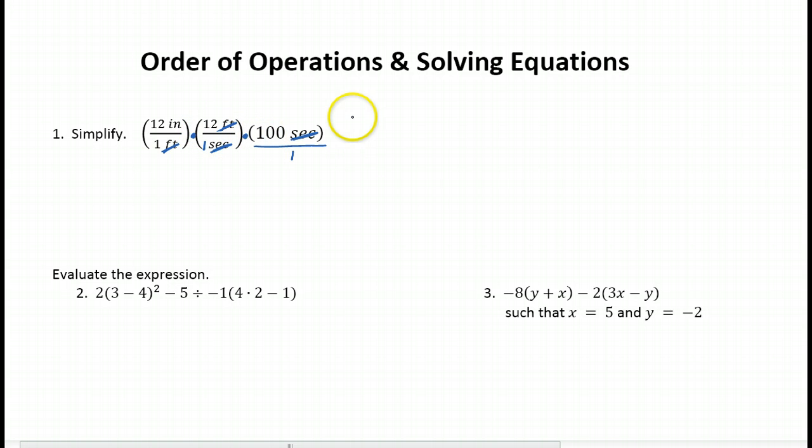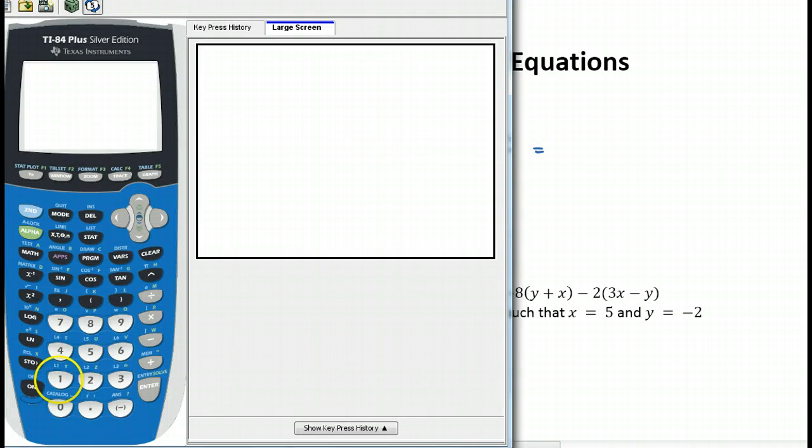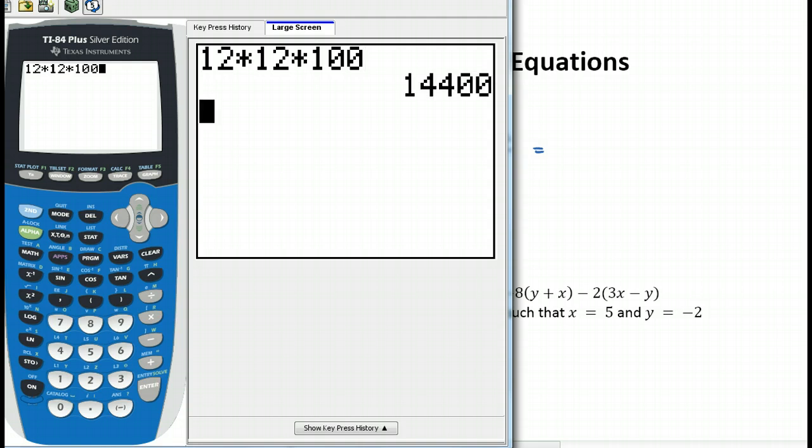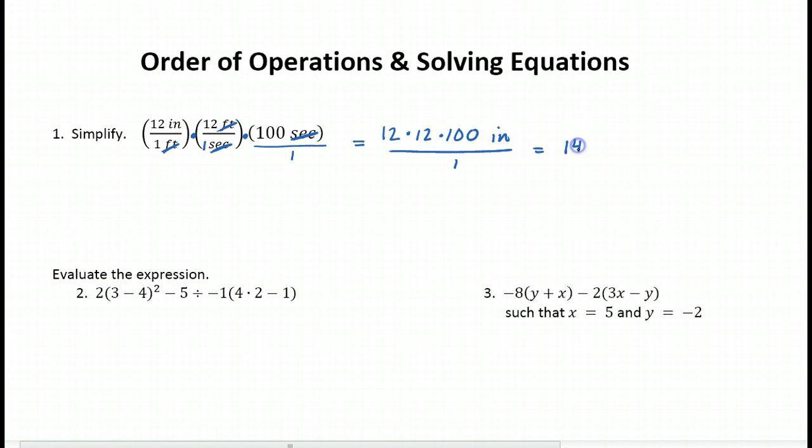And it's all ones on the bottom, so I really don't need to do anything with those right now, but you could. So remember, in a fraction, you multiply across the top, across the numerators, and you multiply across the denominators. So you're really left with 12 times 100, and don't forget about those inches, over 1. But we all know you don't have to write over 1. So if I do 12 times 100, you can take out your calculators. 12 times 100. Hopefully you're doing this with me. You get 14,400 inches. Don't forget your units.